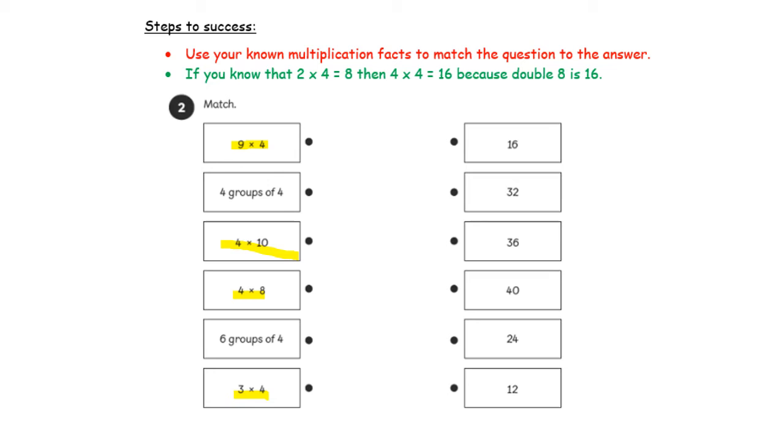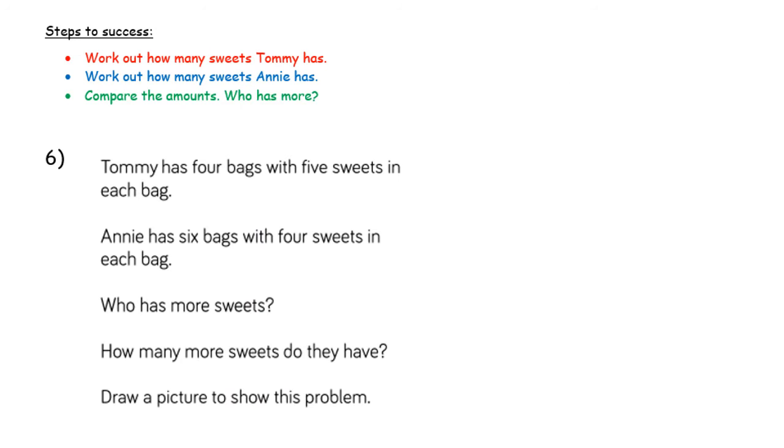It says, for example, 4 groups of 4, okay? And that may look confusing, but literally all that means is just 4 times 4, okay? Then at the bottom where it says 6 groups of 4, all that means is just 6 times 4 as well, okay? Now we've got another question to go through.